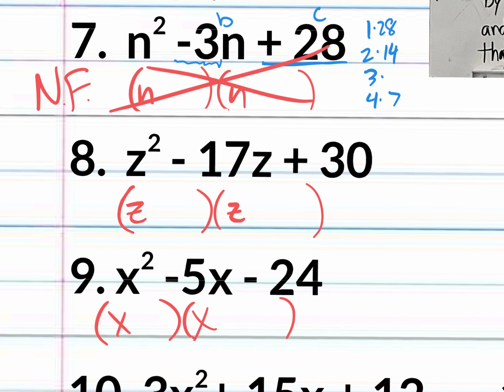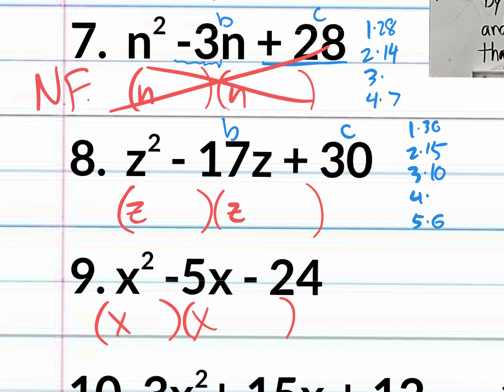Let's look at number 8. Once again, what times what is C, that if I combine together is B. Let's make a list of the multiples of 30. 1 times 30, 2 times 15, 3 times 10, 4 times doesn't work, 5 times 6. I would just say start adding them, right? Check it out. What is 1 plus 30? 31. Is that 31? No. 15 plus 2. 17. Hey, that's a 17. That's good, right? But 2 and 15 is +17, and we want it to be a -17.